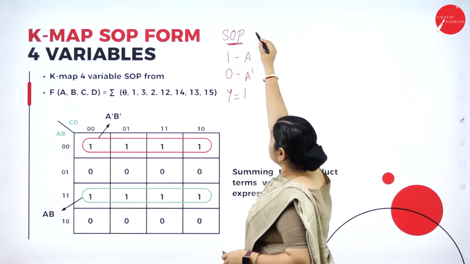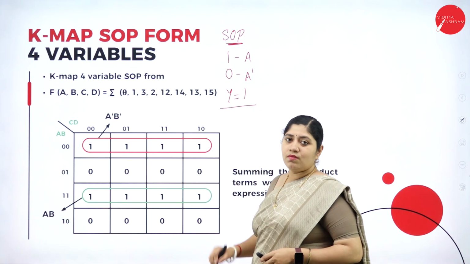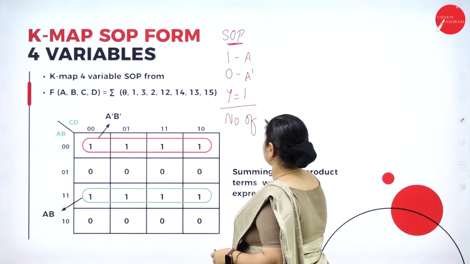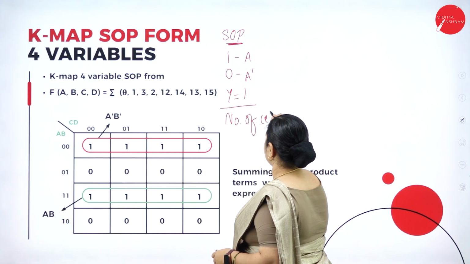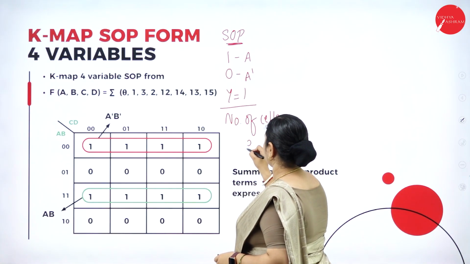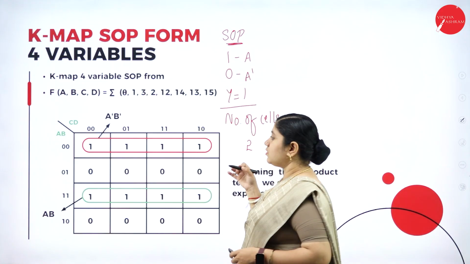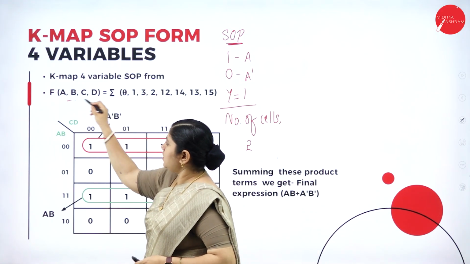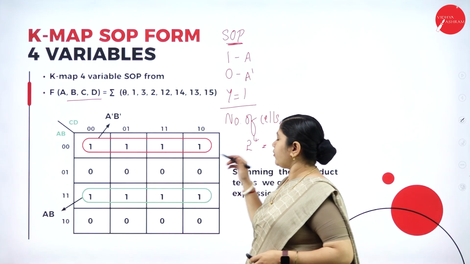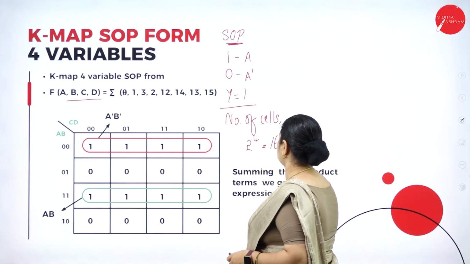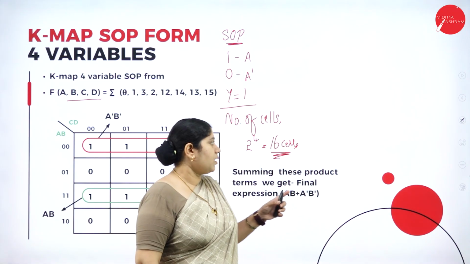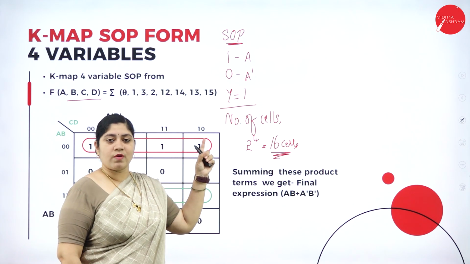Now, let's head up and understand what is the number of cells. So the number of cells will be equal to 2 power number of variables. The number of variables here, as you can see, is 4, right? So 2 power 4. So the number of boxes we need to deal with is 16 cells. Alright, so now we got the number of cells.